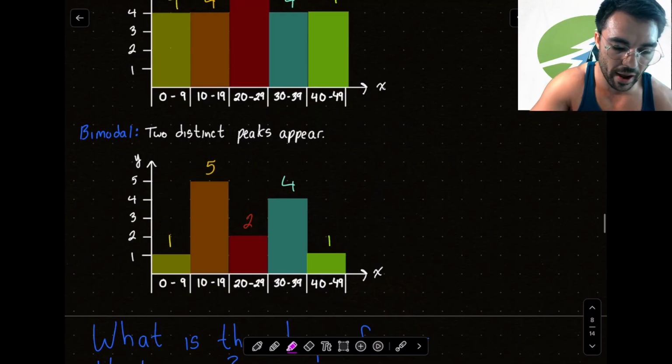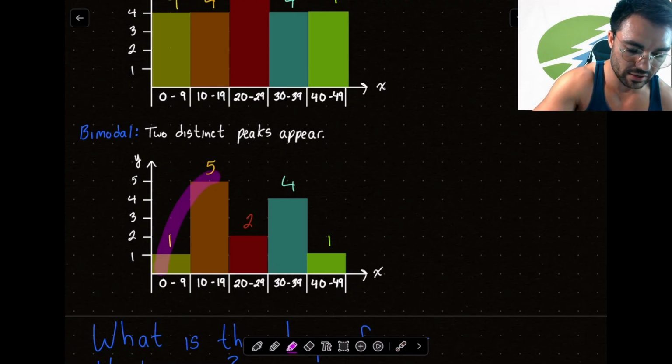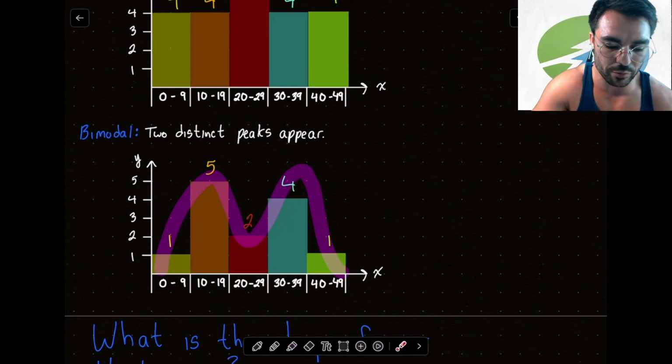And lastly, bimodal is when we have two distinct peaks appear. Here, there's a peak at 5 and 4. The overall shape of this is going to look something like this. That's a better illustration of a peak here and a peak here. Bimodal distribution. Cool.